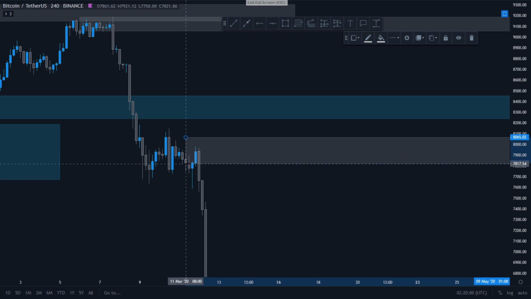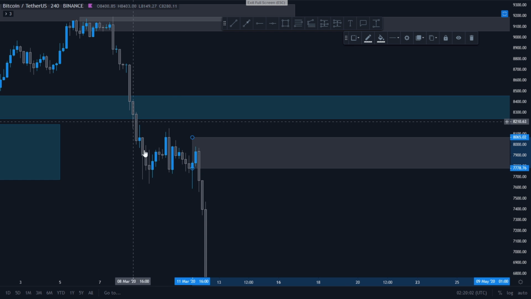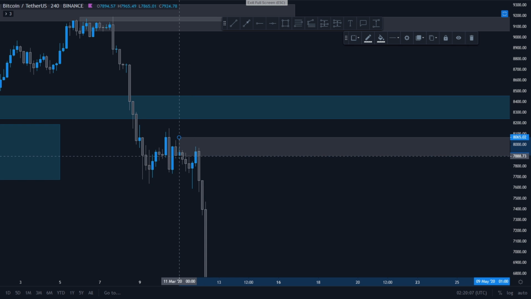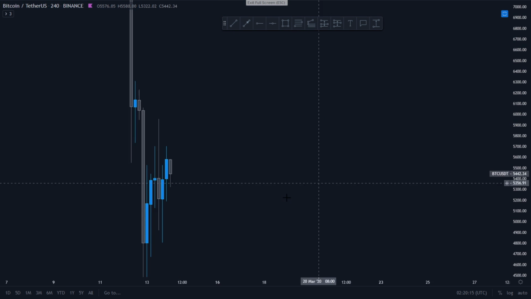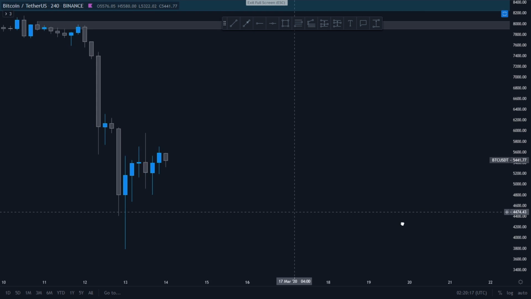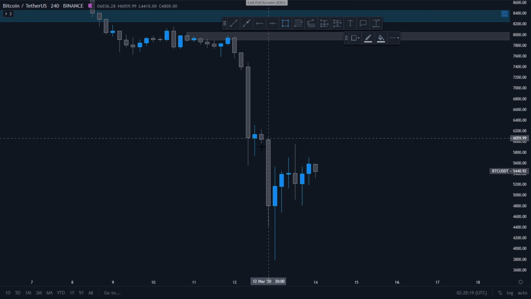Then you have a lower low, drop, base, drop. So you take the last down candle before that, and as you see, price also gets rejected there. This is where Bitcoin is currently.